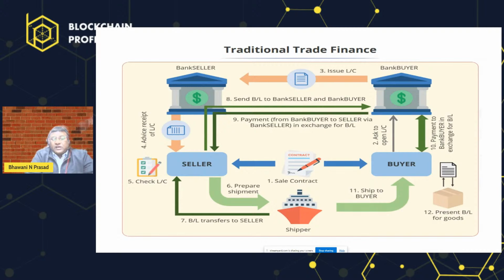Shipment happens, and the shipment bill of lading transfers. Once the bill of lading is verified between seller and buyer, the payment from the bank on behalf of the buyer to the seller happens in exchange for the bill of lading. Finally, the payment to the bank by the buyer happens, and shipment to the buyer happens, and the buyer presents the bill of lading for the goods.